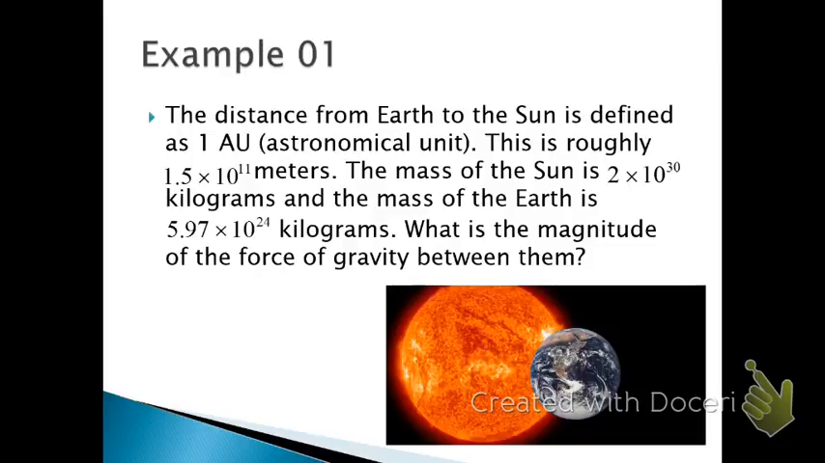Speaking of the Earth and the Sun, let's do a quick example of that. The distance from the Earth to the Sun is defined as one astronomical unit, which just happens to be 1.5 times 10 to the 11th meters. If the mass of the Sun is 2 times 10 to the 30th kilograms, and the mass of the Earth is 5.97 times 10 to the 24th kilograms, what is the magnitude of force between them?